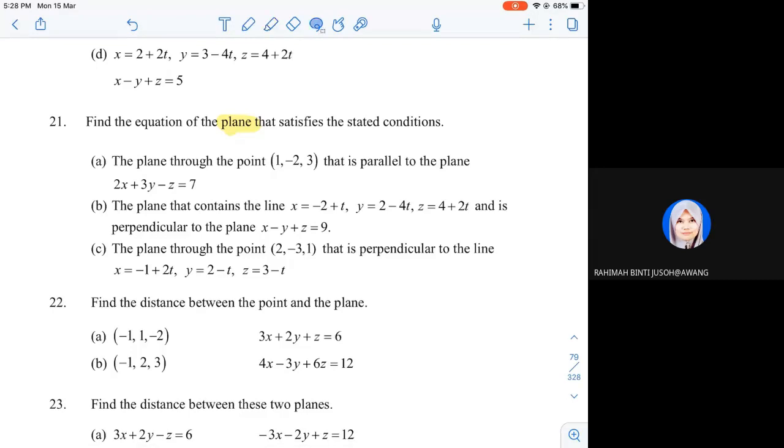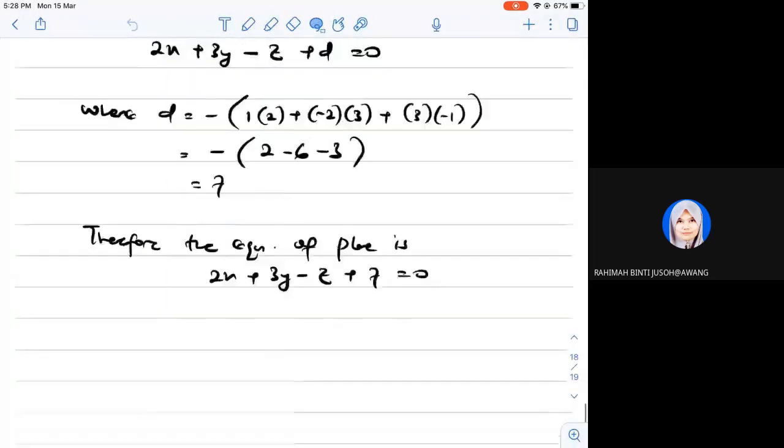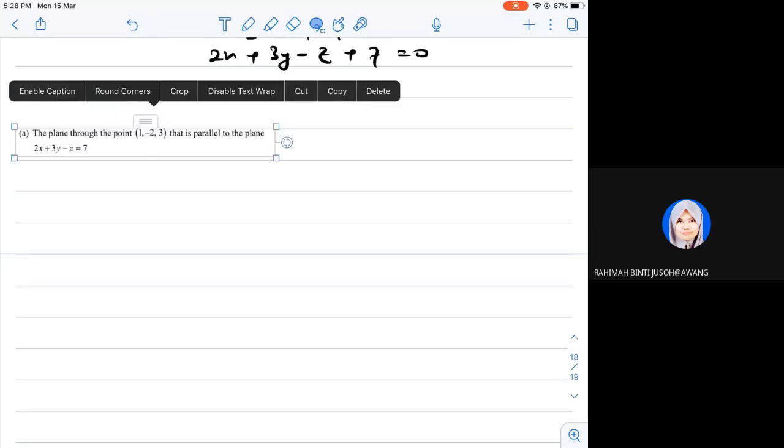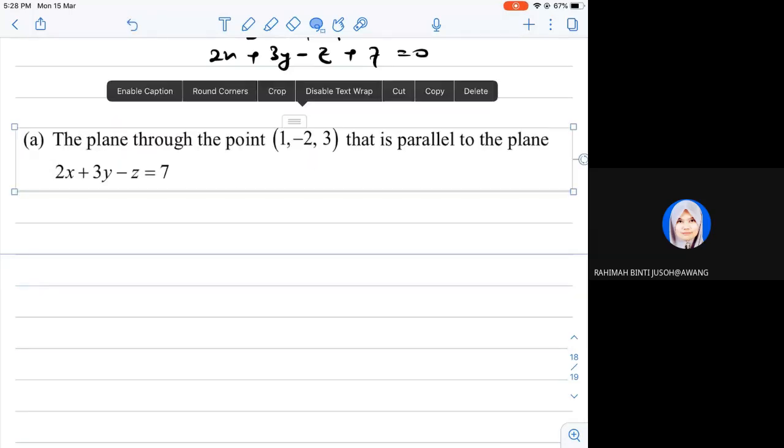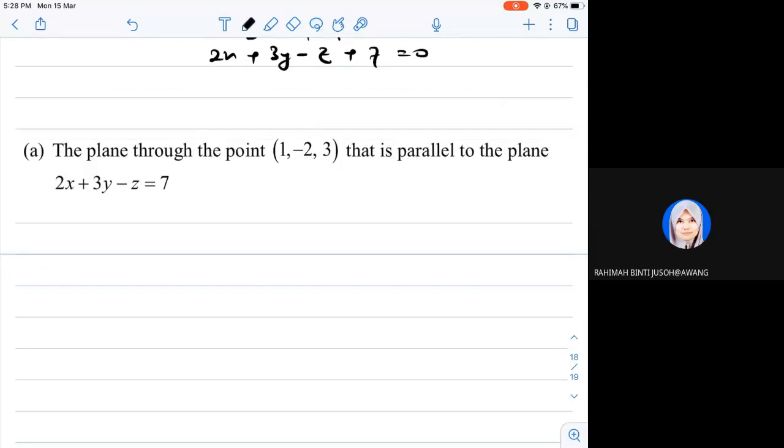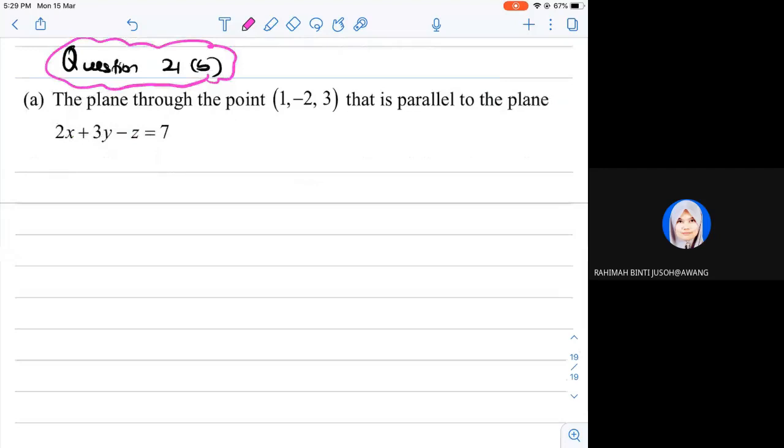21B. Okay, baca betul-betul ayat ni. The plane that contains the line and is perpendicular. Question 21B. Kalau you baca betul-betul ayat tu, apa yang you faham? Dia nak equation of plane. Okay, so from here we can have what? The first information yang kita boleh extract daripada statement ni. Apa first information yang kita ada?